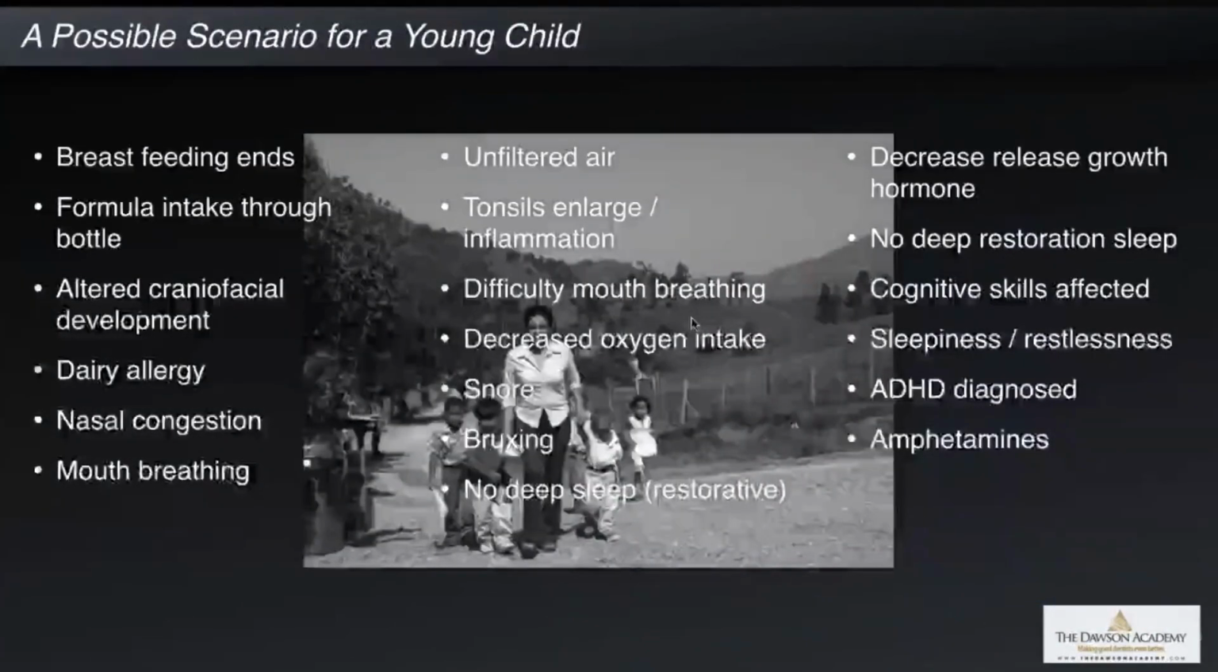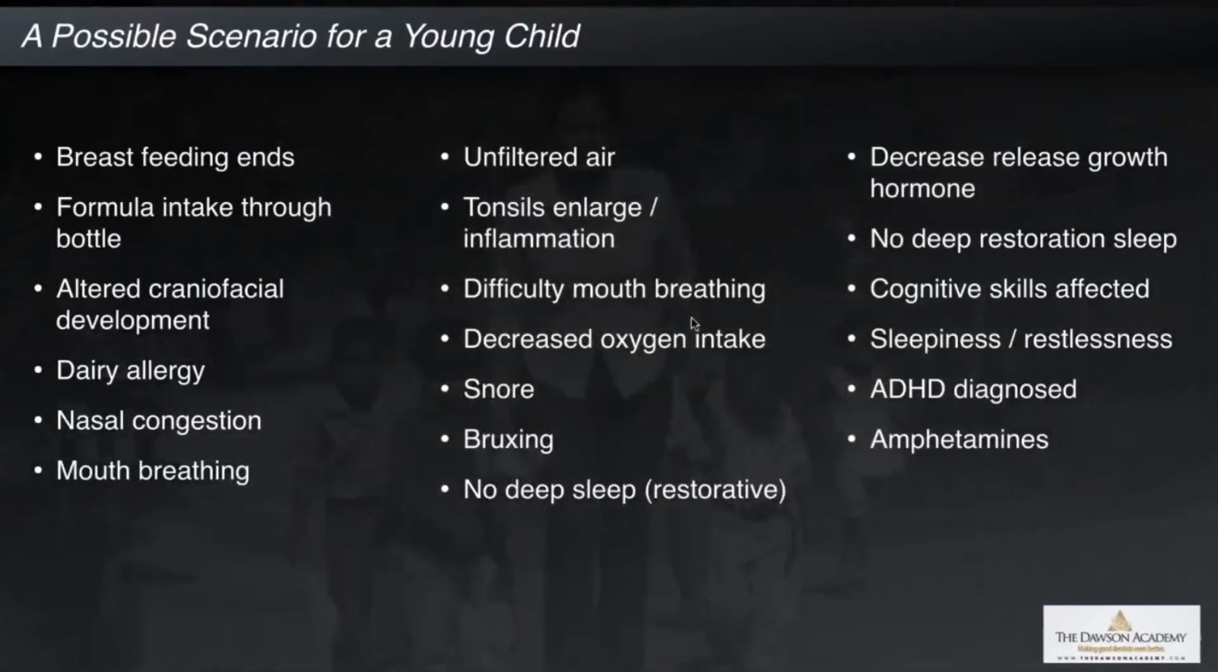What's a scenario for a child that has problems or altered breathing? It's kind of a bad recipe here. Breastfeeding ends, maybe they're taking formula through a bottle. You get altered craniofacial development, allergy to dairy, nasal congestion. Now they're breathing through the mouth, unfiltered air, tonsils enlarged, making it worse, difficulty breathing. They're getting decreased oxygen intake. A young child can snore. They start bruxing. They're not getting deep sleep. That means they're not getting that deep hormonal reparative sleep.